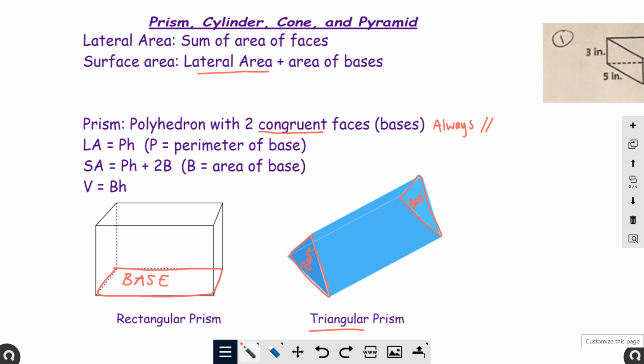How do you find the area of a rectangle? Length times width. I figured I was talking too much and y'all had zoned out for a second. So the area of a rectangle, you might want to write this down just in case, equals length times width. Now, if we're talking about a triangular prism, we have to talk about the area of a triangle. What's the area of a triangle?